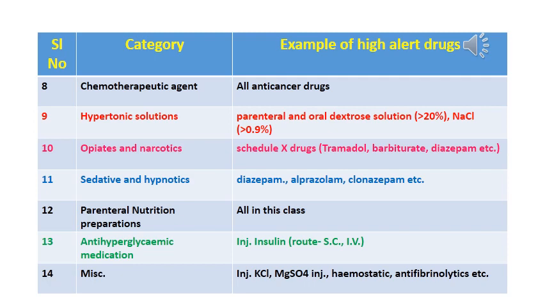Then number 11, sedatives and hypnotics, including diazepam, alprazolam, clonazepam, etc. Then number 12, total parenteral nutrition, all the products in this class. Then number 13, anti-hyperglycemic medications, that is anti-diabetic medications, include injection insulin, maybe in subcutaneous or IV route both. And number 14, the miscellaneous, which include injection potassium chloride, injection magnesium sulfate, all the hemostatic and antifibrinolytic drugs.